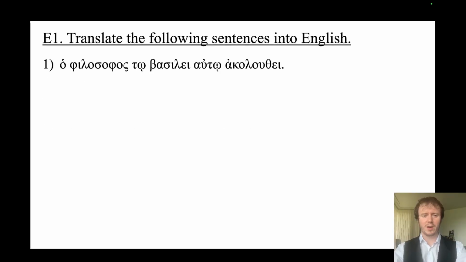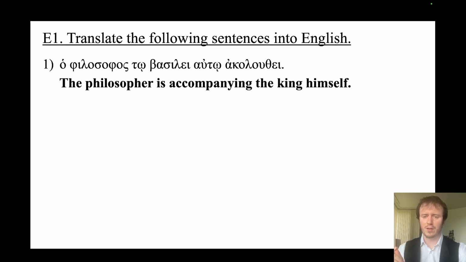Okay, we're now going to go through the answers. I'm not going to explain these fully, so if you have any questions, please do post them in the comments below. The first sentence is ὁ φιλόσοφος τῷ βασιλεῖ αὐτῷ ἀκολουθεῖ. Here you should have put, the philosopher is accompanying the king himself, or the philosopher accompanies the king himself, or the philosopher follows or is following the king himself.